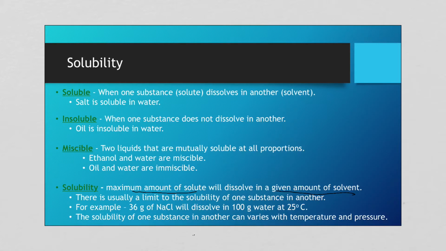So for example, for sodium chloride, table salt, that's 36 grams of sodium chloride per 100 grams of water at essentially room temperature, at 25 degrees. So if I have 100 grams of water, or about 100 mL of water, I can dissolve 36 grams of salt in there, and then if I try to dissolve more, it won't. Now, of course, I can alter that solubility, most commonly with temperature, and make it either more soluble or less soluble by varying the temperature. And we'll talk about those kinds of things a little bit later.